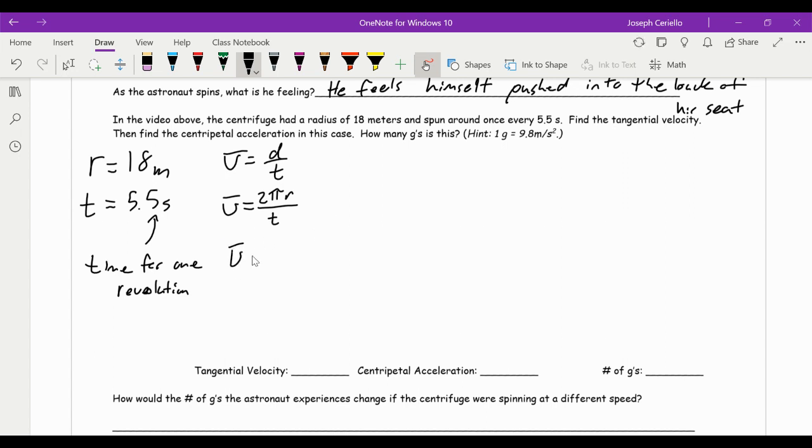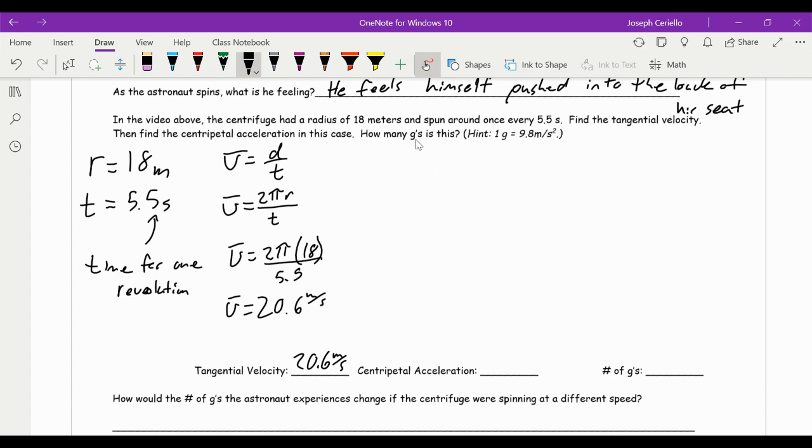So let's throw this all into the equation. We have 2 pi 18 over 5.5. Just take a moment to calculate that. We have 20.6, we'll call it, meters per second. So that's our tangential speed, or just our speed if you want to call it that.